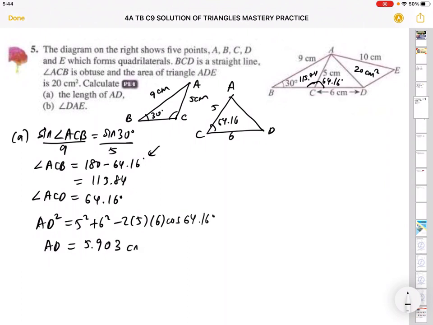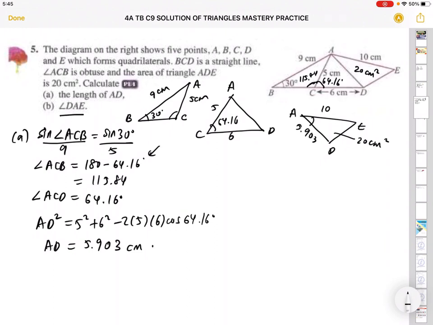Okay, lastly, if I know the length of AD, now let's focus on the third triangle. This triangle ADE, I know the length is 10. I know AD is now 5.903. I know the area is 20. And I'm finding angle DAE, this angle.